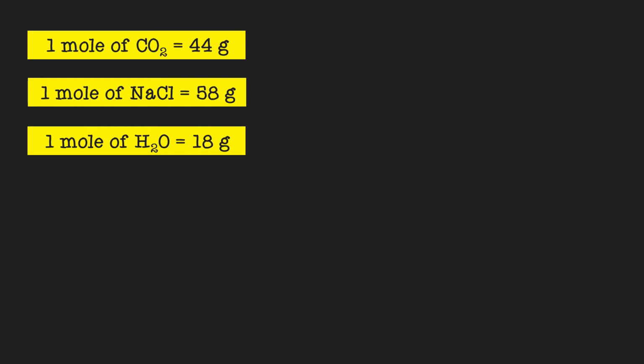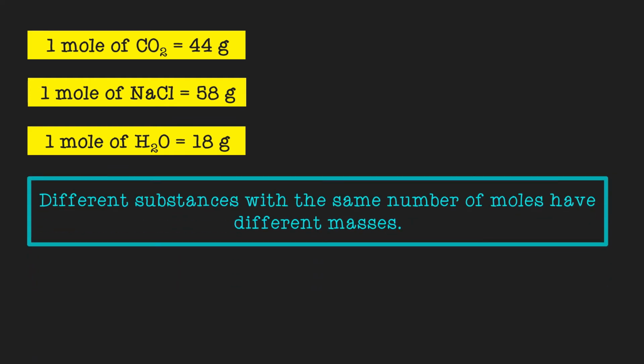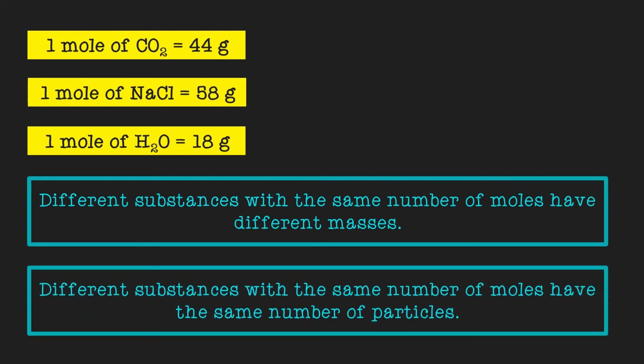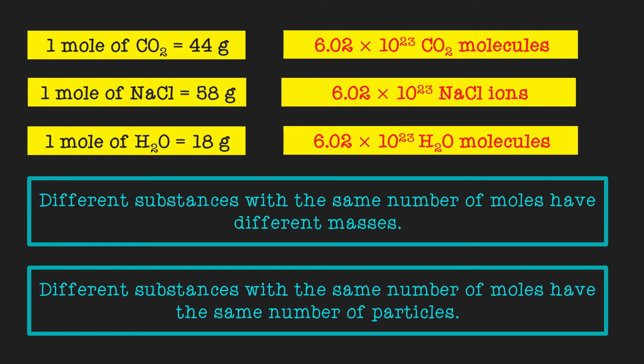What can you infer from the given results? That's right! Different substances with the same number of moles have different masses. Do they have the same number of particles? Of course, yes. Different substances with the same number of moles have the same number of particles. They all have 6.02 times 10 raised to 23 particles.